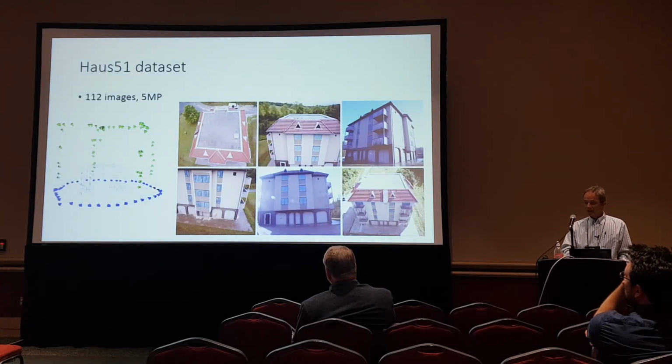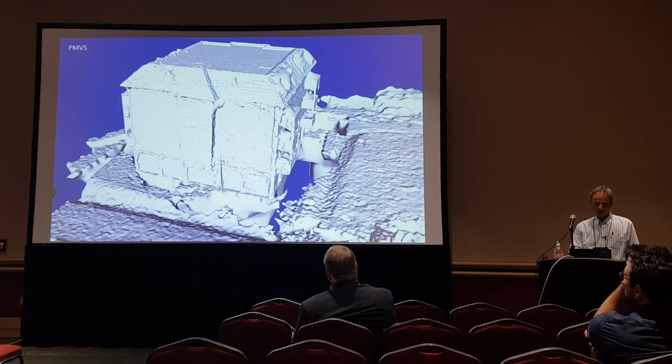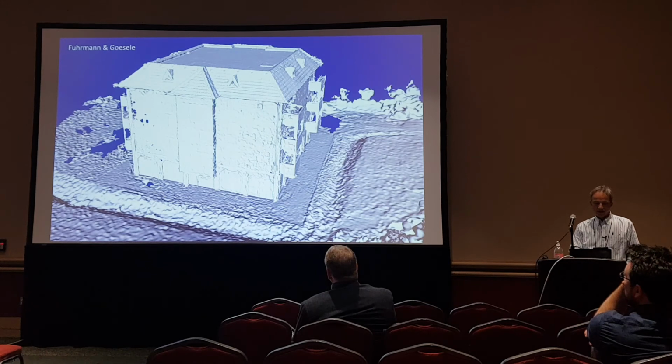So the thing I find impressive about the method is just the size of the data sets it can handle. So we have here, for example, 112 images, 5 megapixel images of a house. Again, some from the ground, some from the sky. And this is the result we get. And for comparison, if we use PMVS, it looks like that. If we use a method by Fuhrmann and Goesele, it looks like that.